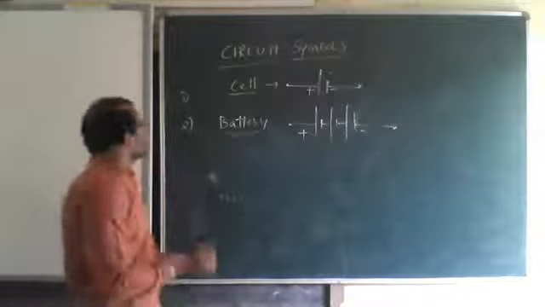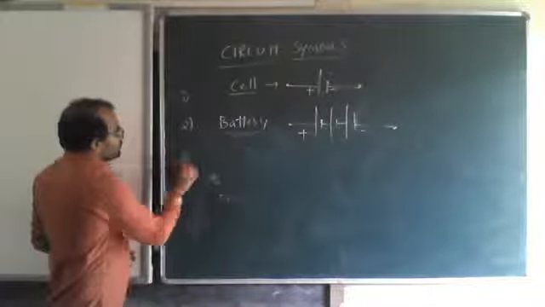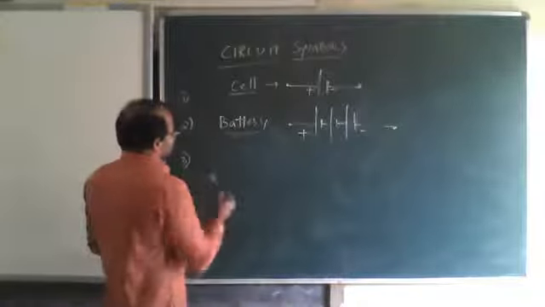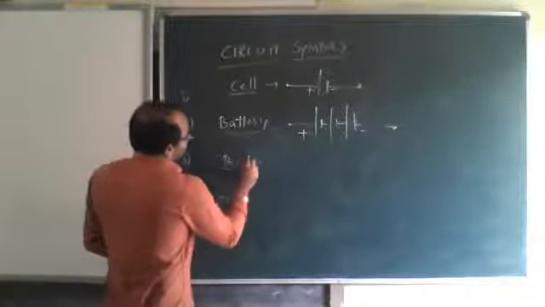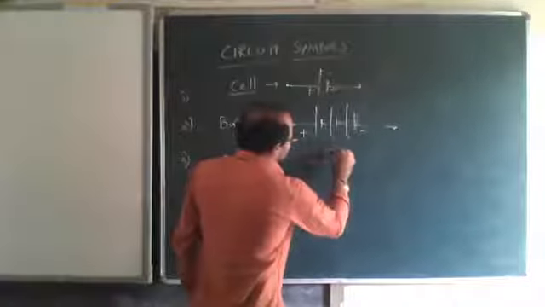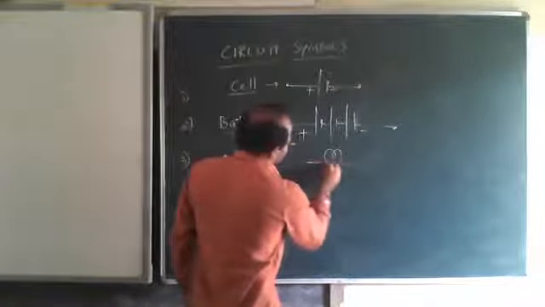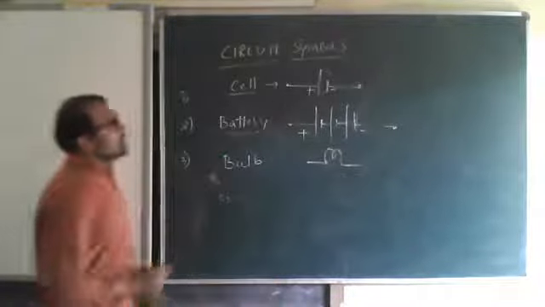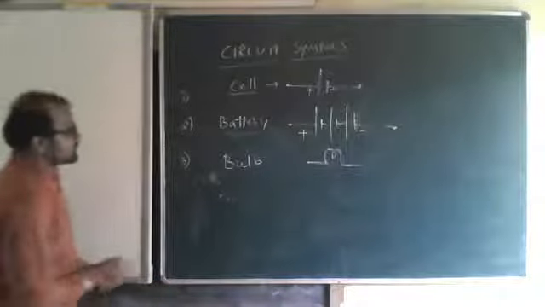Okay. Third one. What is the third one? The third one is bulb. How we represent a bulb in an electrical circuit is like this. If we represent this, we call it a bulb. This is the representation of a bulb.